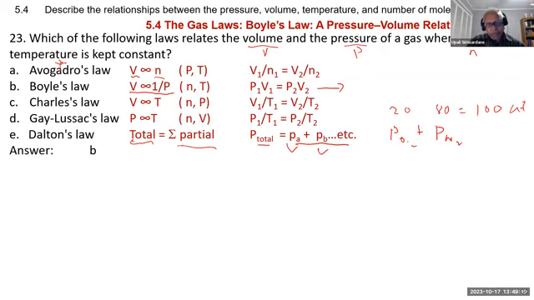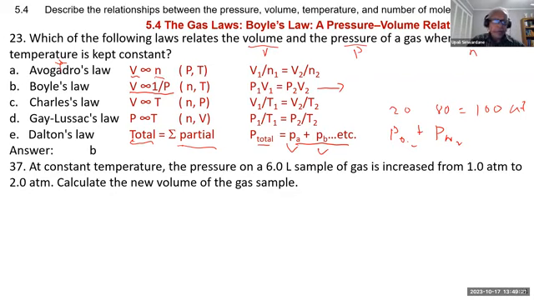Indirect proportionality between V and P, at constant temperature. The volume of a gas sample is 6. That's V1. And the gas pressure is increasing, that's P1 to P2. You change it. Now they're asking, what is the new volume, V2?